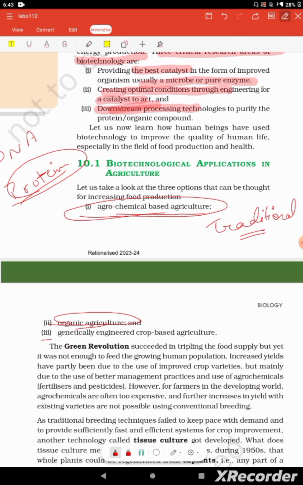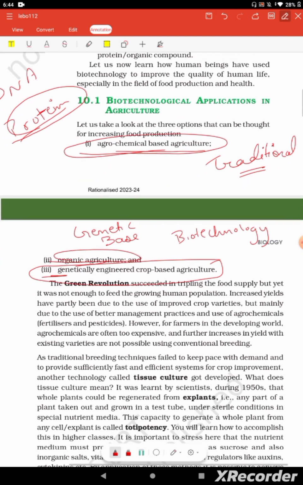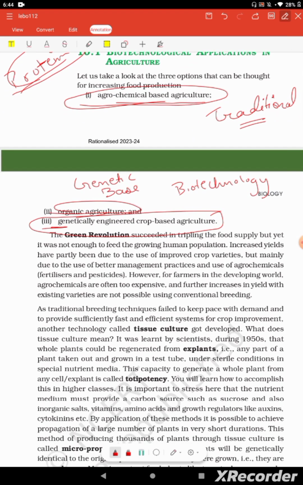Now this third technology, genetically engineered crop based agriculture, deals with the technology we have studied in the last chapter, that is biotechnology, which includes the utilization, or you can say manipulation, of the genetic base of the desired organism. So before going into detail about genetically engineered crop based agriculture, first we have to see how agriculture has been started.